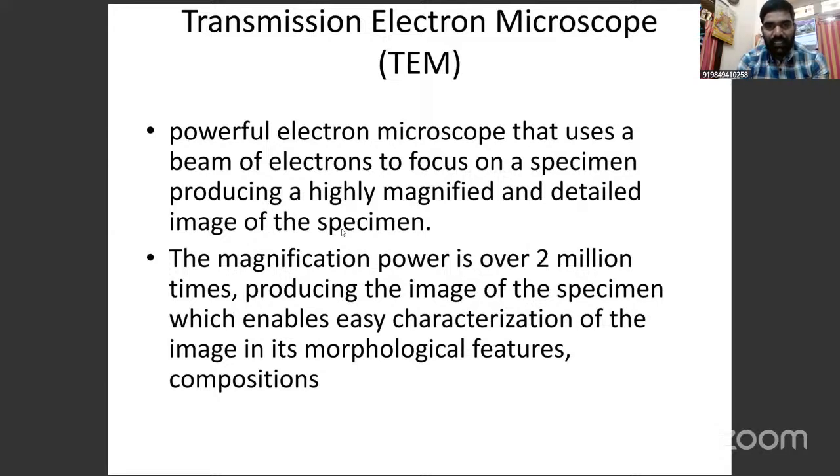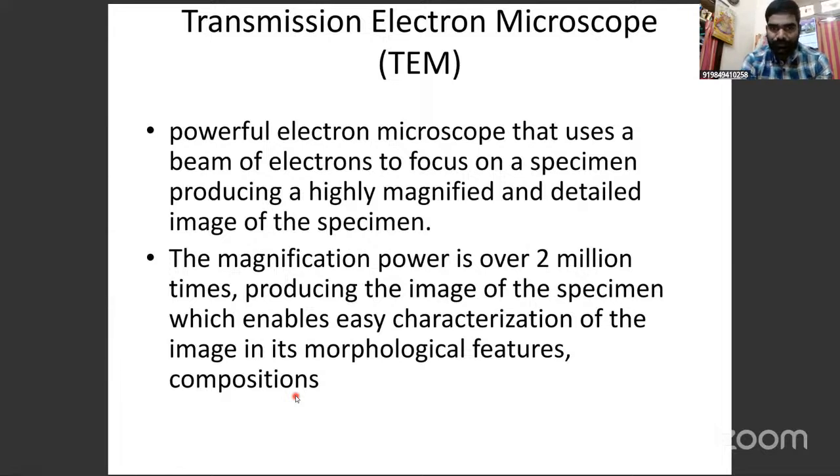The magnification power is over 2 million times, producing the image of the specimen, which enables easy characterization of its morphological features and compositions. So what is the principle actually? A high energy, high intensity beam of electrons is focused onto the specimen, and they produce a highly magnified and detailed image of the specimen.